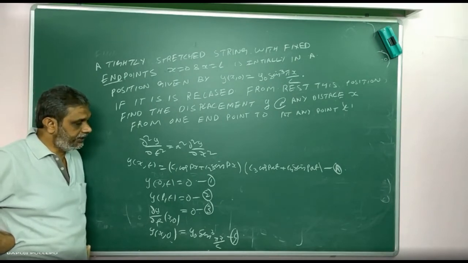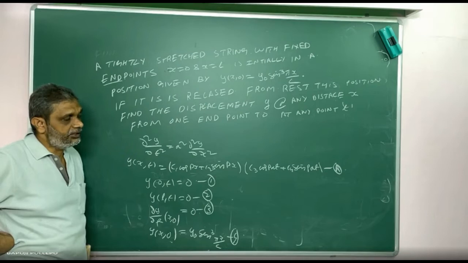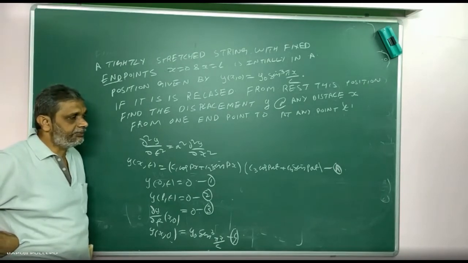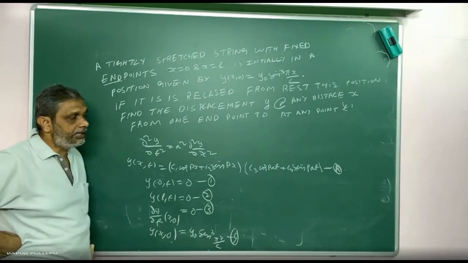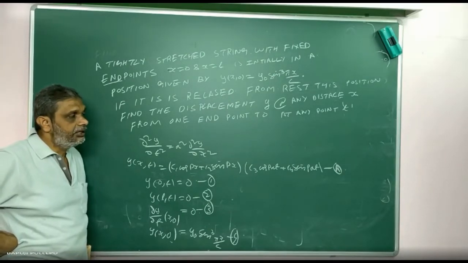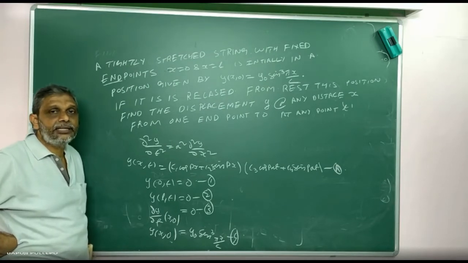Correct? Suppose if I apply the third condition, C4 is equal to 0, then I will get C2 sin n pi x by l, C3 cos n pi at by l. Then C2, C3 I will call as Cn. Then in the superposition condition, sigma n is equal to 1 to infinity Cn sin n pi x by l cos n pi at by l. That is the condition. Now the fourth condition, if I apply, this means what? Cos becomes 1 actually. So Cn sin n pi x by l, that is nothing but the half-range sine series. Up to here clear?